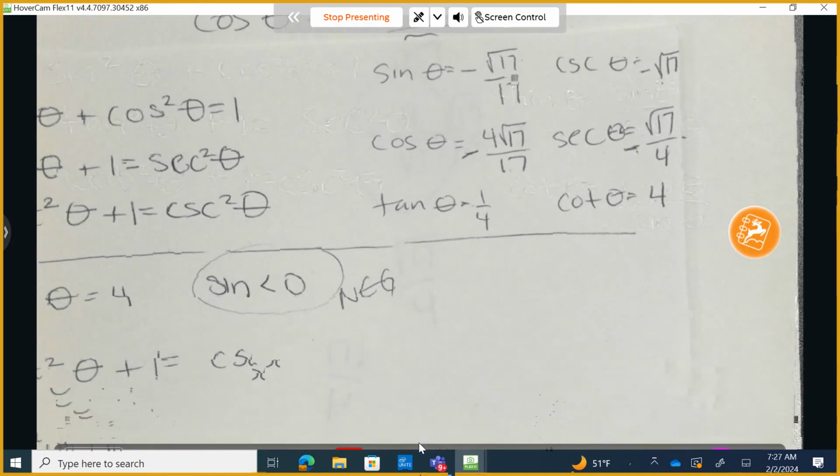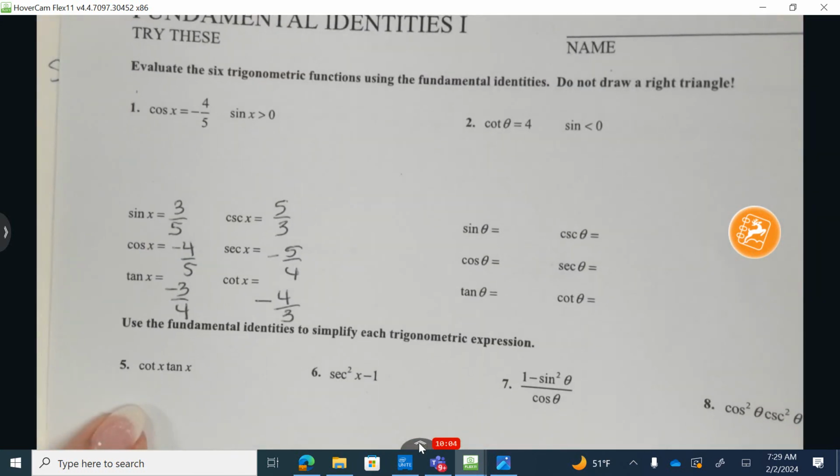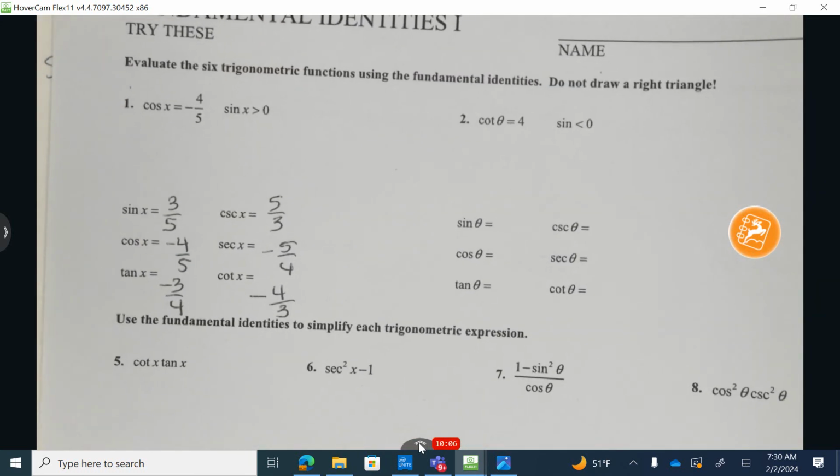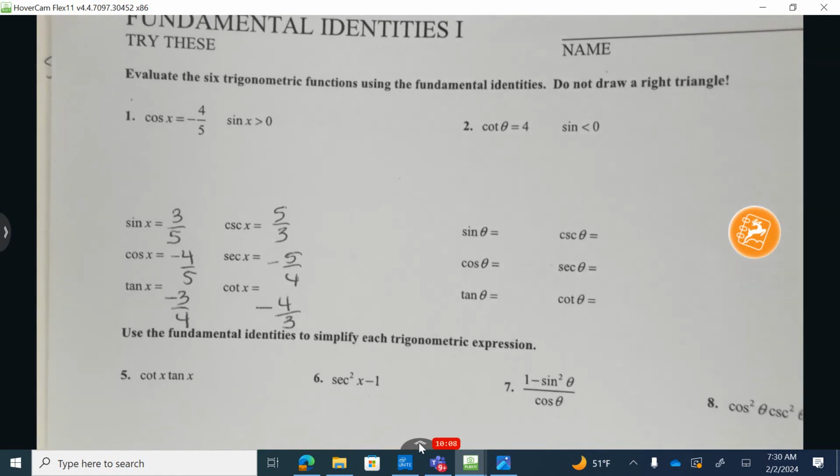Okay, so they misnumbered these. If we look at our paper of the try these, it goes 1, 2, and then we're going to jump down to 5, 6, 7, 8. So we do not see a 3 and 4. You're not just missing that.